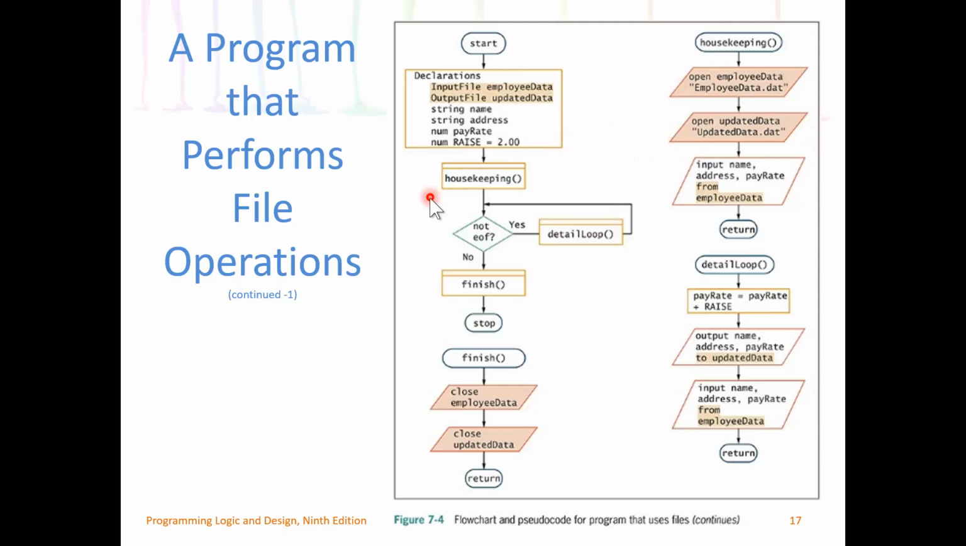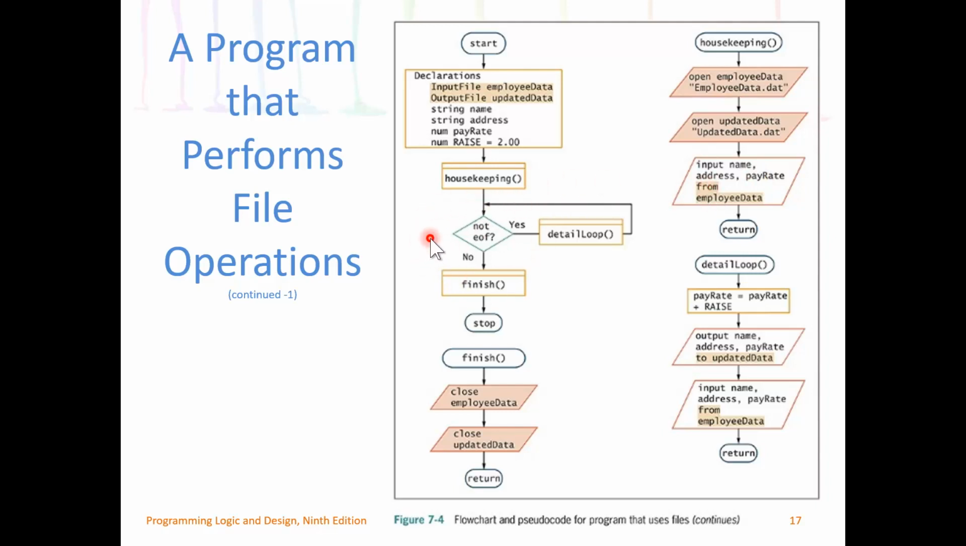In the real world, you'd have to say what folder this is on the hard drive. And then remember how we do a loop. We want to prime our loop by doing our first input before we go into the loop. So what are they doing? They're inputting from the input file, from employee data, the name, address, and pay rate. Okay, so now they're ready to go.